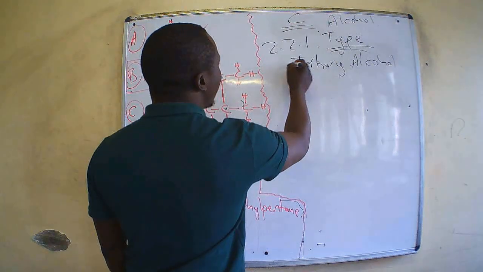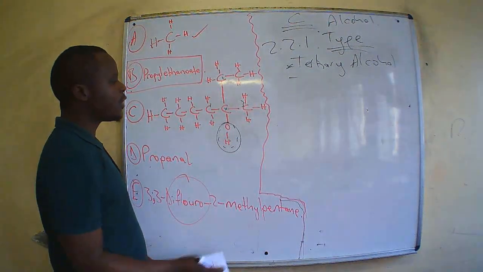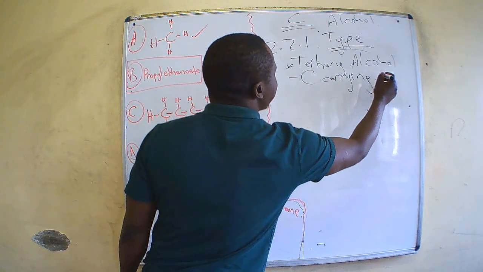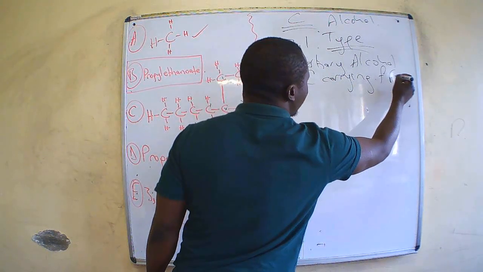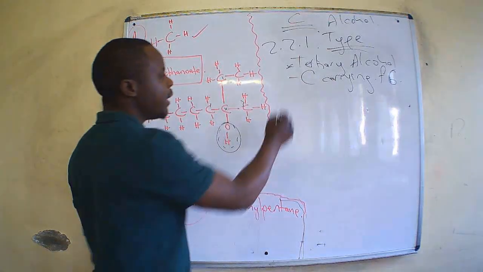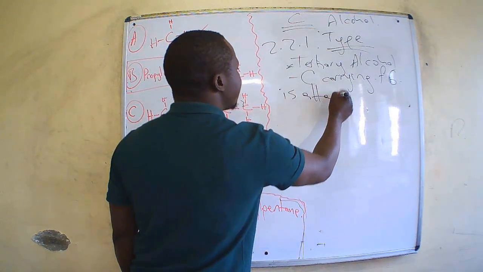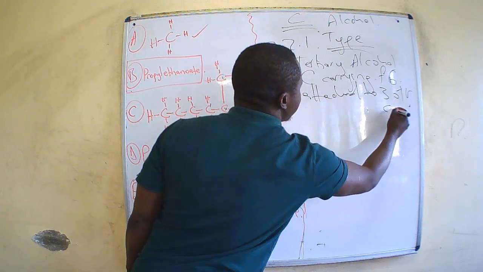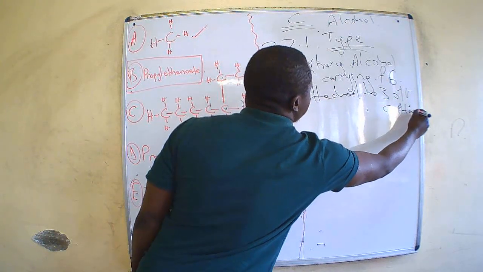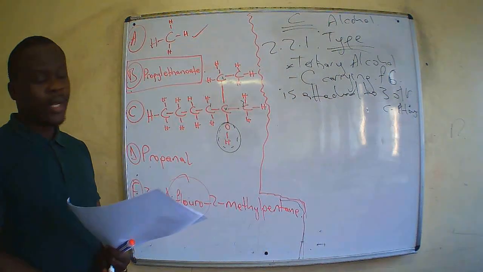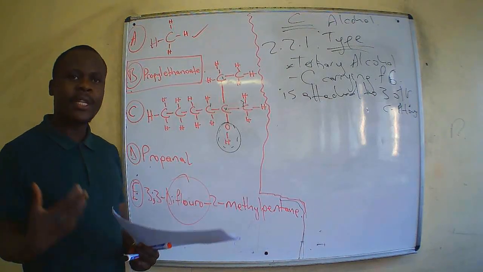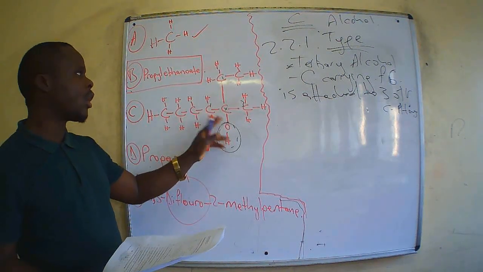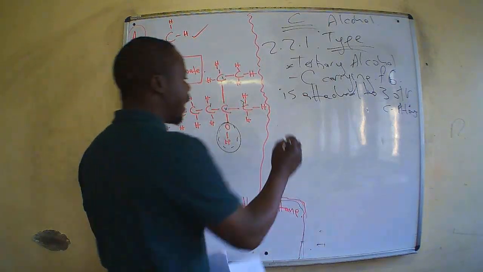Now, the reason why it's a tertiary alcohol is because the carbon which is carrying the functional group is attached to 3 other carbon atoms. That is our reason why it's a tertiary alcohol. The next question is the IUPAC name.